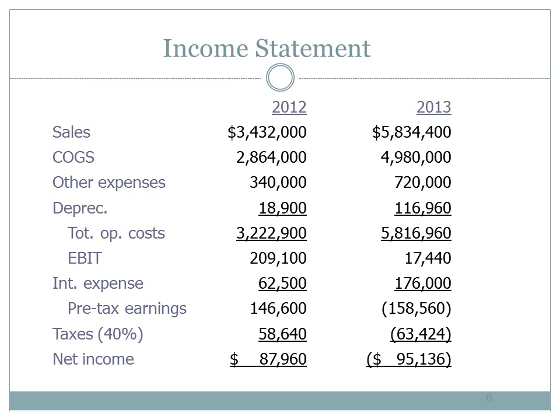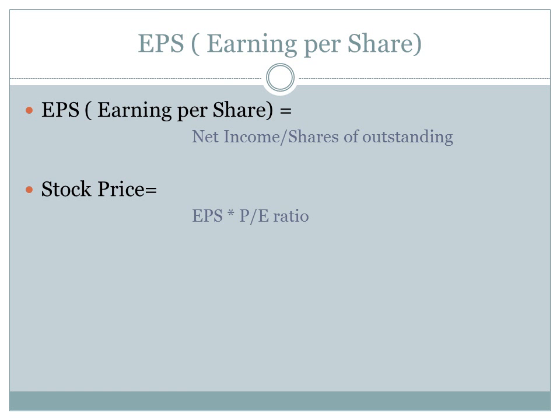Minus interest expenses and the taxes you paid. So EBIT minus interest expenses and taxes, you have net income. If the company has no preferred stock, the earnings per share is going to be net income from the income statement divided by the shares outstanding.